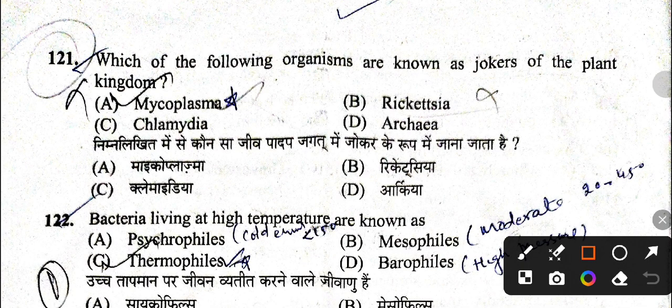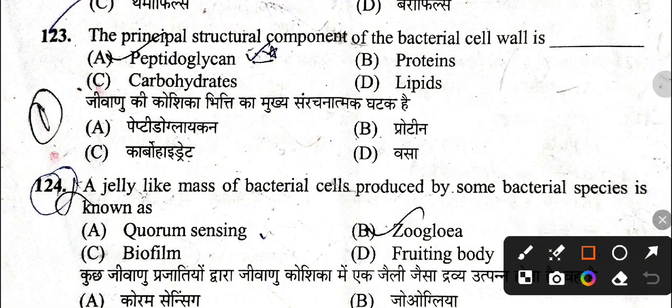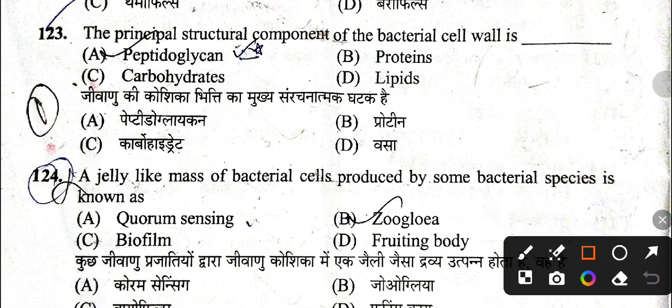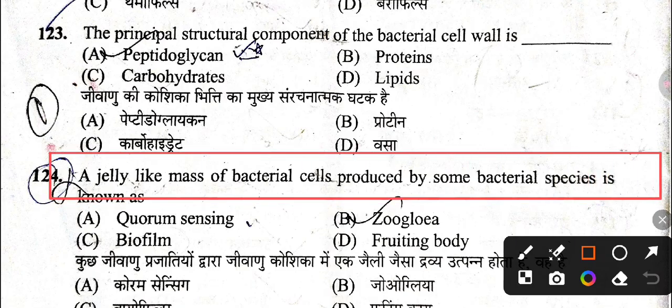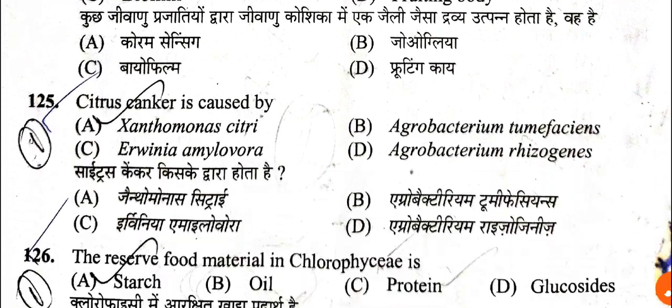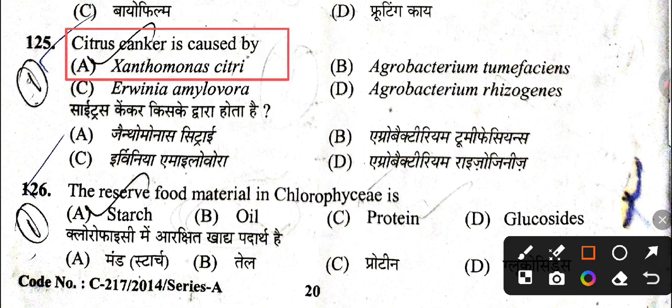The principal structural component of the bacterial cell wall is peptidoglycan. A jelly-like mass of the bacterial cell produced by some bacterial species is known as zooglia. Next, citrus canker is caused by, so it is caused by Xanthomonas citri. The reserve food material in chlorophyll is starch.